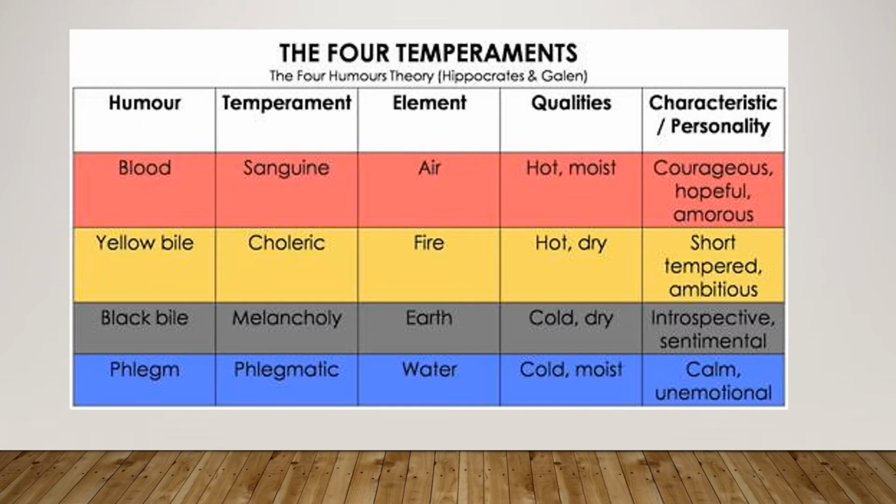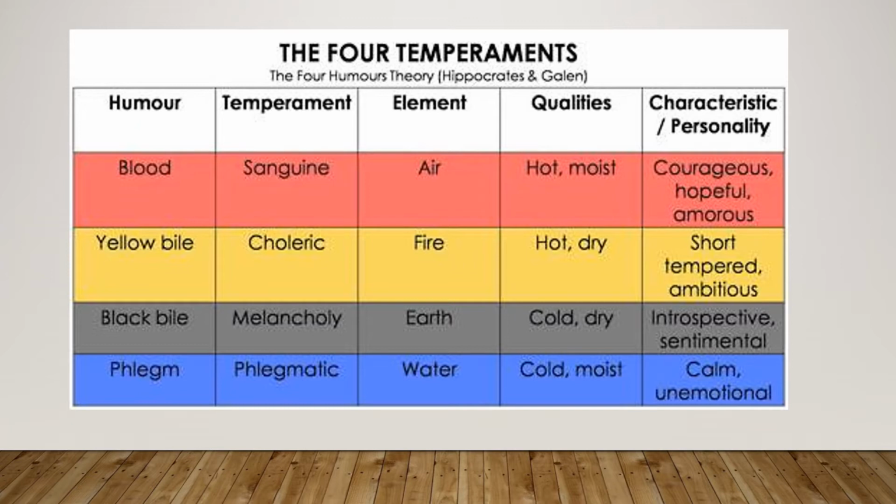Then the people who have the humor called yellow bile, which comes from the liver, have a temperament of choleric, and the element is fire, so the quality is hot and dry. Mostly these people with choleric temperament are very short-tempered and at the same time ambitious.